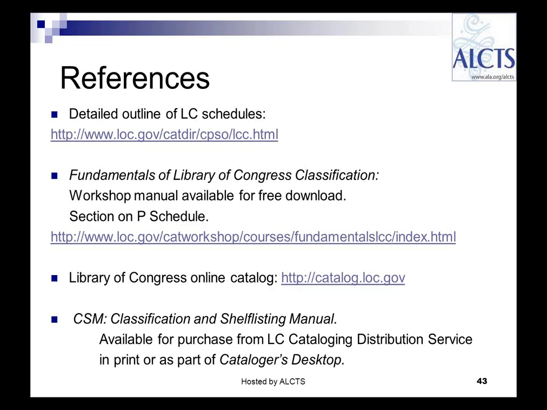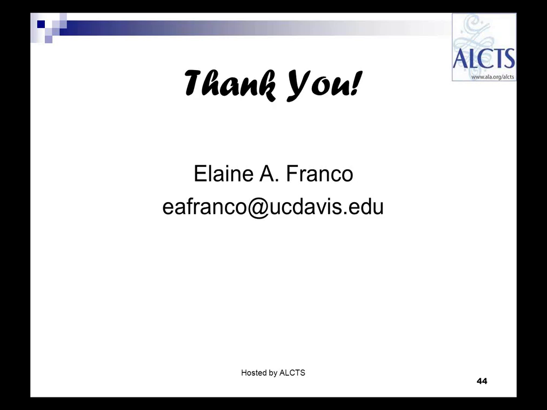Then this is just a list of some references. You can find a detailed outline of the LC schedules on the LC Cataloging Directorate site. You could probably find all the tables there too. I've alluded to the Fundamentals of Library of Congress Classification. That is a workshop. The manual is available for free download at that site, and there is a section on the P schedule. The Library of Congress online catalog, which certainly if you're cataloging, you'd want to bookmark to refer to as needed. And then the CSM, Classification and Shelflisting Manual. It's available for purchase from LC in print, and you do receive it as part of Cataloger's Desktop. And that is the end of my presentation.